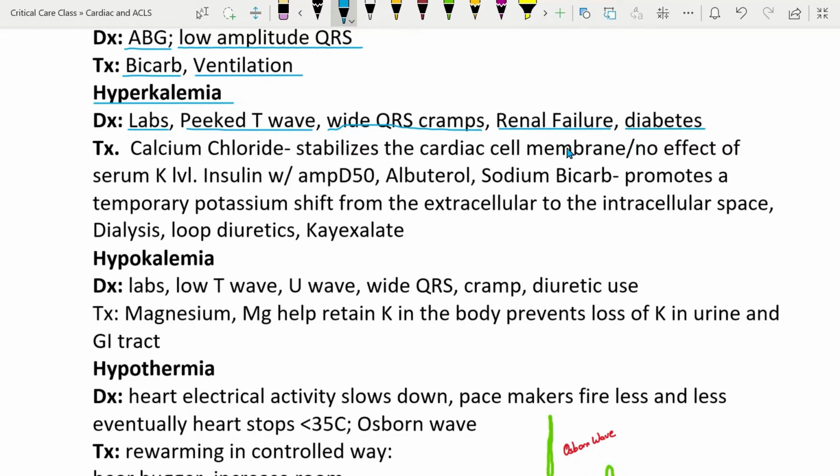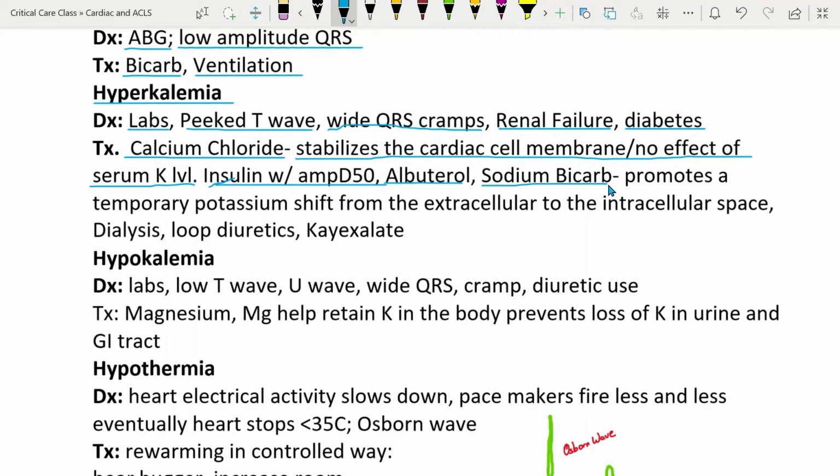It is treated with calcium chloride. Calcium chloride stabilizes the cell membrane. It does not have any effect on serum potassium level. Insulin with an amp of D50 will push the potassium into the cells, as well as albuterol and sodium bicarb.